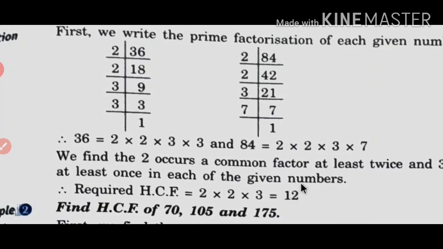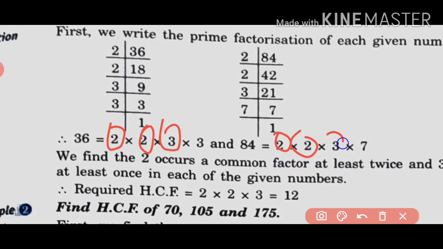So we have to see the common factors here. Which are the common factors here? You can see here 2 is given, here also 2, here 2, and in 84 also it is 2, then 3 and 3. Now here 3 is given, but in this 7, it means these are not common. So the common factors are 2 multiply 2 multiply 3.